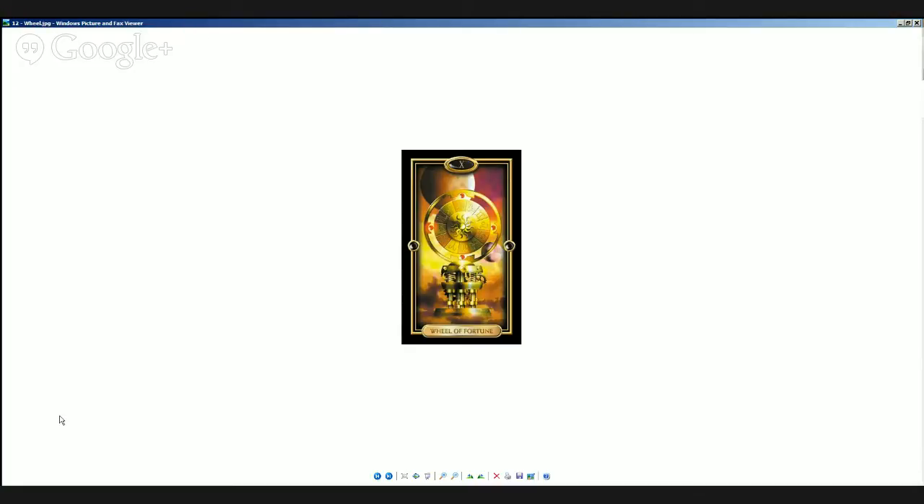Wheel of Fortune is like the Magician. You're basically choosing a new path. You're taking what you've learned so far and applying it to the new path that you're taking. You'll notice the sun symbol again.